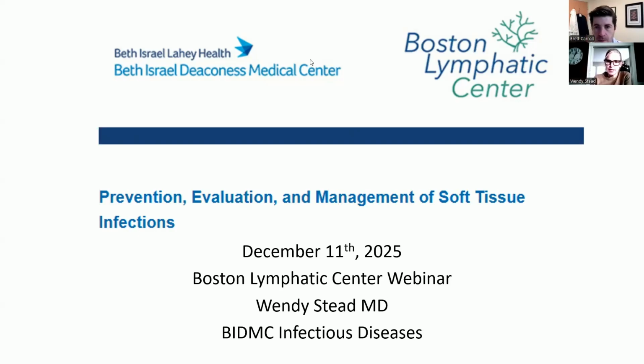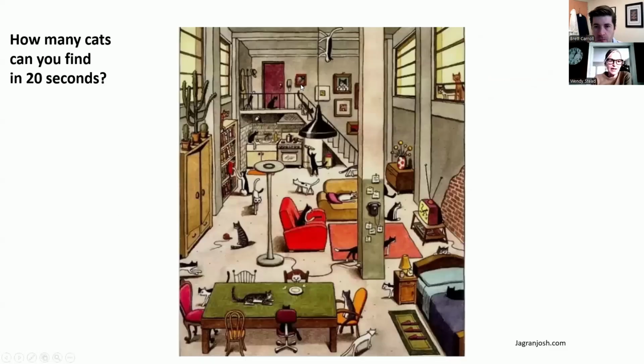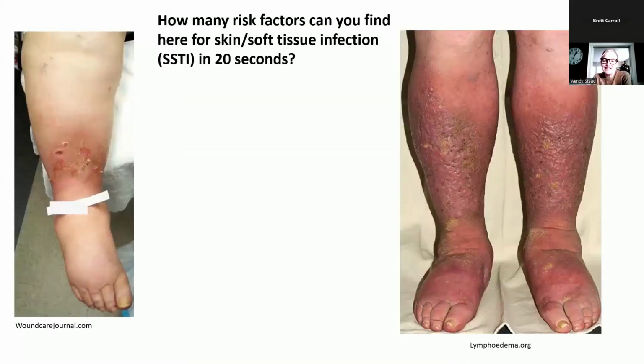Let's see if I can advance my slides. There we go. Okay, so I wanted to start with a brain teaser. I'm sure you guys have seen stuff like this in magazines and online, these pictures about try to find as many of something in 20 seconds that you can. This one's cats. We're not going to spend time on that. But I wanted to use the same kind of brain teaser and apply it to legs.